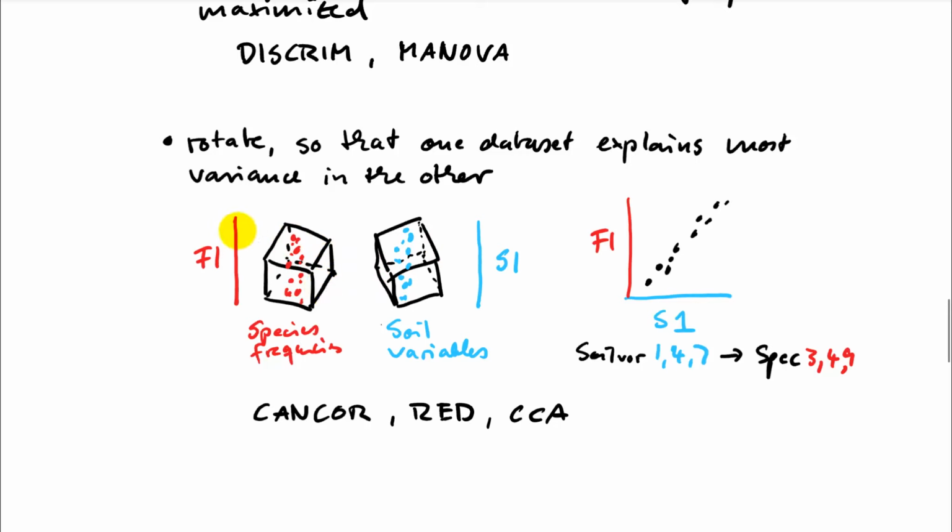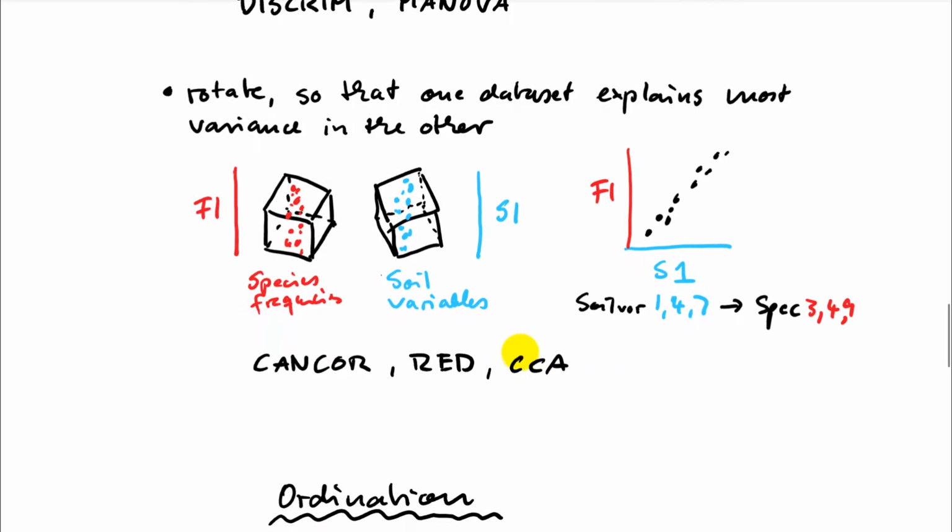Then I can take this component that represents my species frequencies and this component that represents my soil variables and plot them one over the other. And that allows me to say, okay, soil variables 1, 4, and 7 influence the species frequencies of species 3, 4, and 9. So again, I've simplified this situation, but it's also an inference. Those are called canonical correlations or redundancy analysis, canonical correspondence analysis. They all work based on those principles.